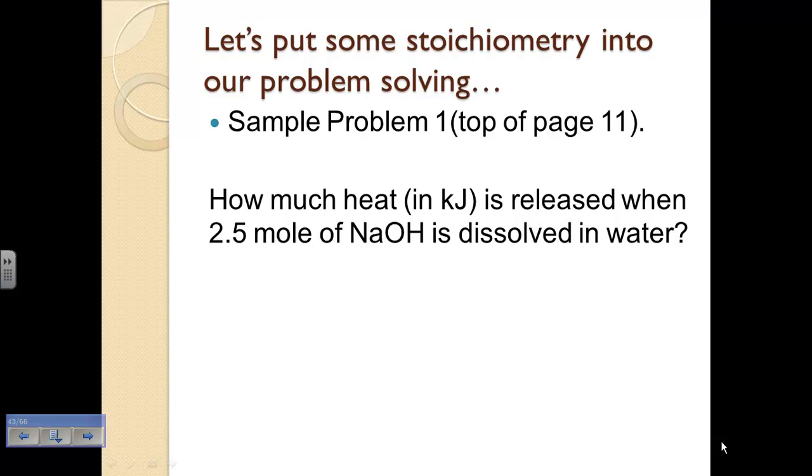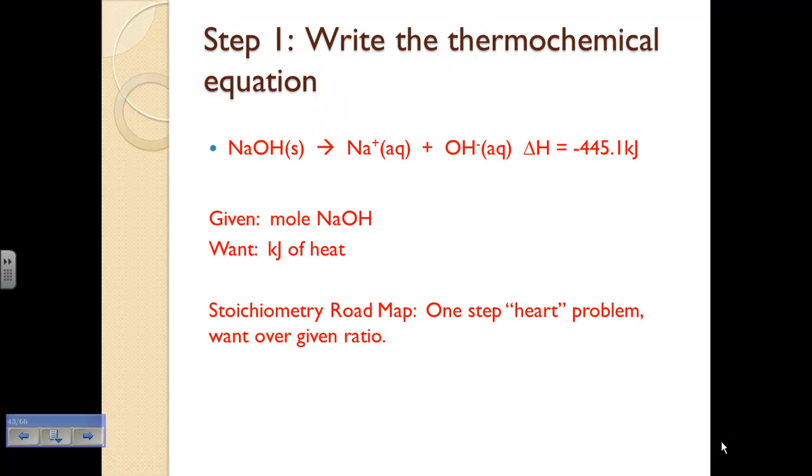Number 1 reads, how much heat in kilojoules is released when 2.5 moles of NaOH is dissolved in water? Well, we have just written the thermochemical equation for the breaking apart of sodium hydroxide on our previous page. Glance back at page 10. The first equation we wrote together just a moment ago showed you sodium hydroxide breaking apart into sodium and hydroxide ions. Let's rewrite that equation.